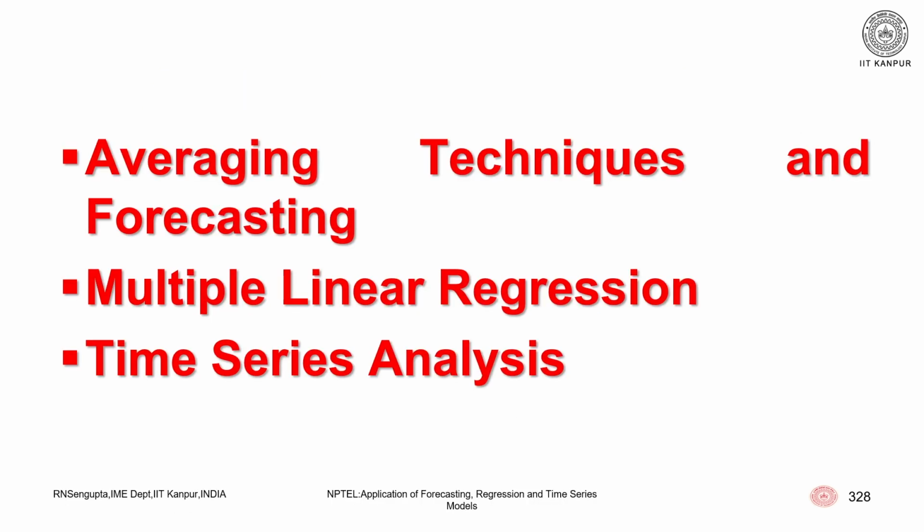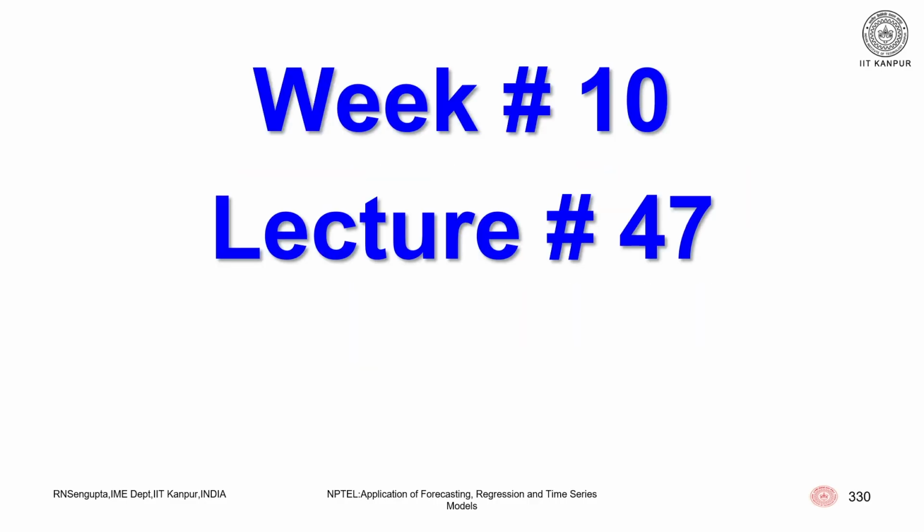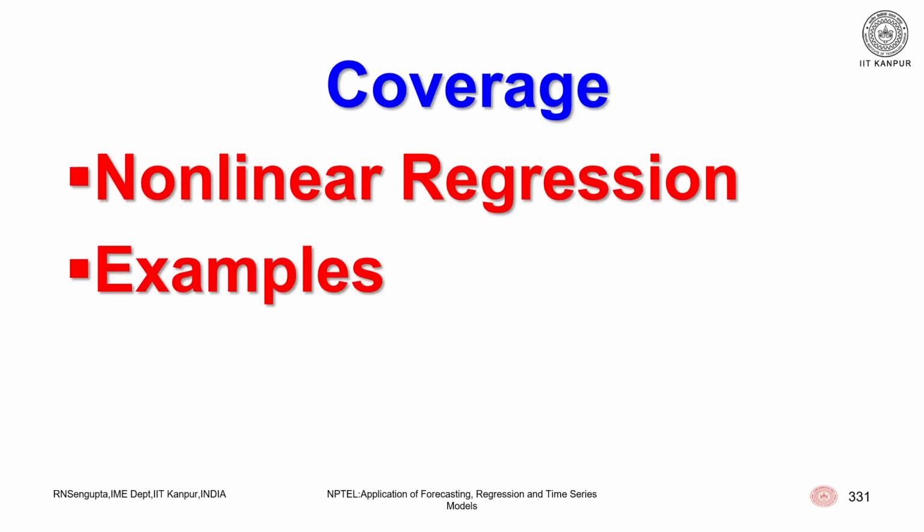As you are all aware, there are three broad areas for this course. The first one is forecasting, the second is regression, and the third is time series. As I mentioned in the last lecture, it is basically the fag end of the regression models. This is week 10 and we will start lecture number 47. So, what is the coverage? We will consider different nonlinear regression models and discuss the examples using the PPT slides as well as the detailed simulations in the Excel sheet, which will be shared with you.